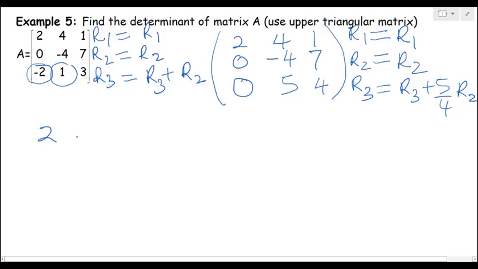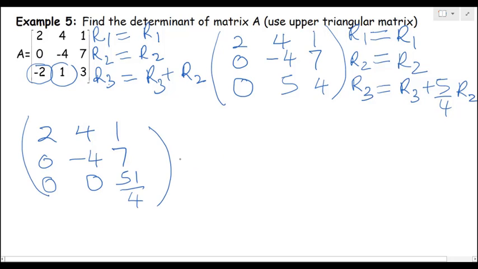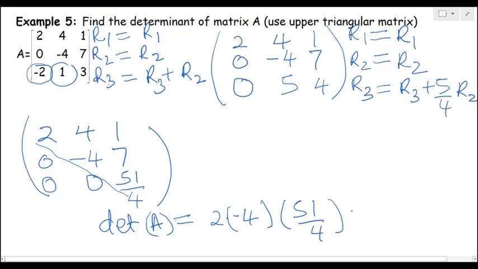With that, we have 2, 4, 1. Row number 2 remains 0, minus 4, 7. The new row number 3 becomes 0 there. We have a 0 there. This becomes 51 over 4. Now notice that this is now an upper triangular matrix, because on the leading diagonal all the elements below it are equal to 0. Therefore, the determinant of A becomes the product of elements in the leading diagonal, that is 2 multiplied by minus 4 multiplied by 51 over 4, and this is equal to minus 102.